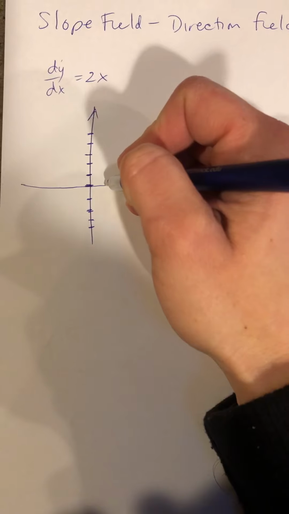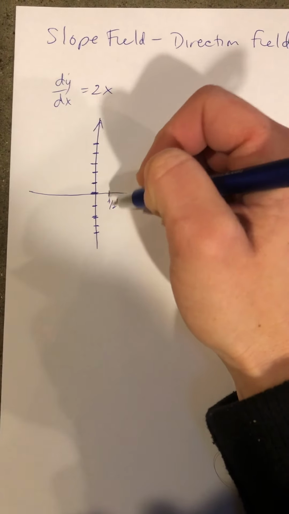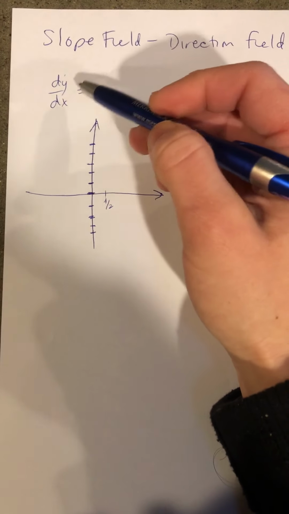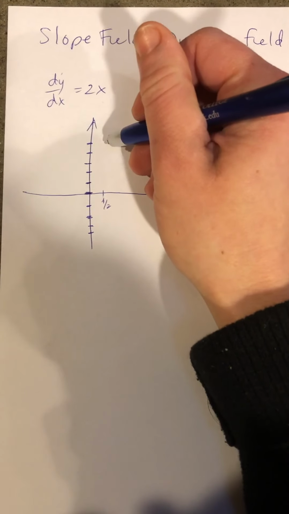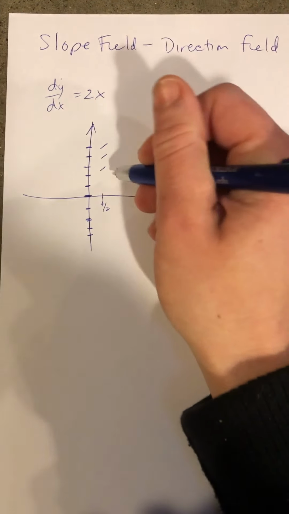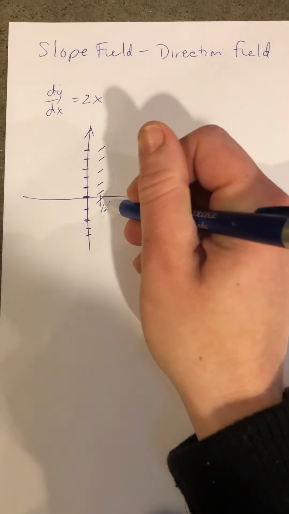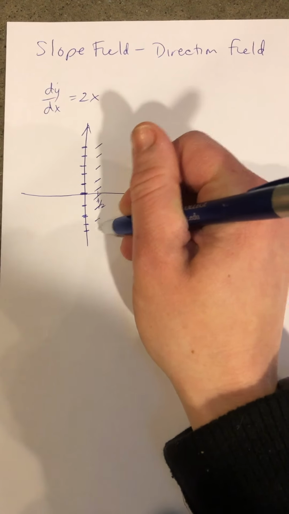If I go over to when x is 1, let's even do when x is a half. When x is a half, then my slope is going to be 1. So I draw this tiny little dashy line that looks like it has a slope of 1. These are not going to be perfect. Your slopes on these lines are not going to be perfect. It's just going to be an approximation.